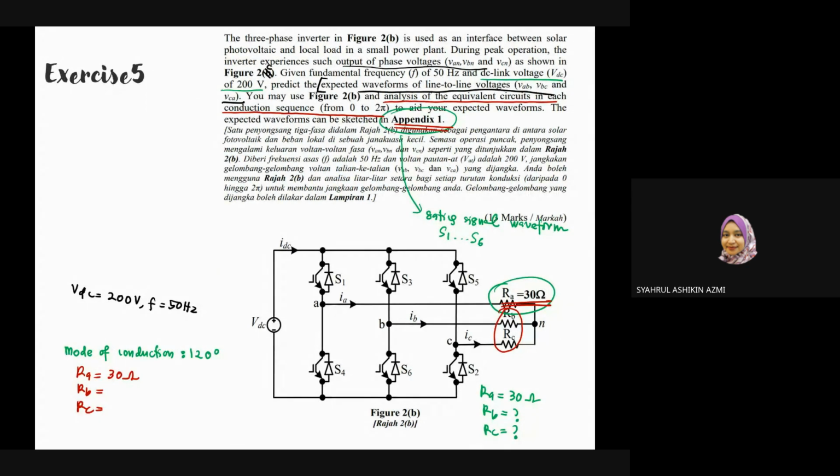You can't simply assume that this is a balanced load because it's not written in the question whether the load is balanced or unbalanced. So basically, there are two conditions for the load. The load can be a balanced load or it can be an unbalanced load. Since there is no information for RB and RC, you can't simply assume this is a balanced load where RA equals RC equals RB. No. Just leave it there.